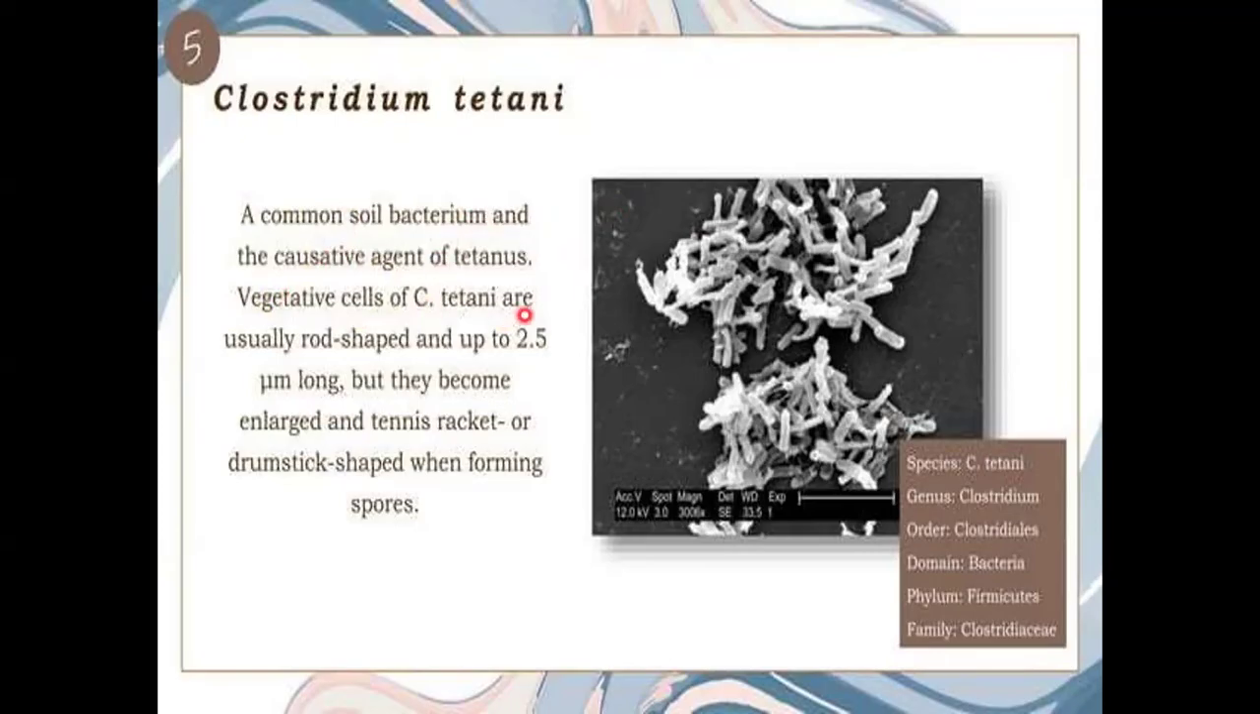Vegetative cells of Clostridium tetani are usually rod-shaped, up to 2.5 micrometers long, but they become enlarged and tennis racket or drumstick shaped when forming spores.